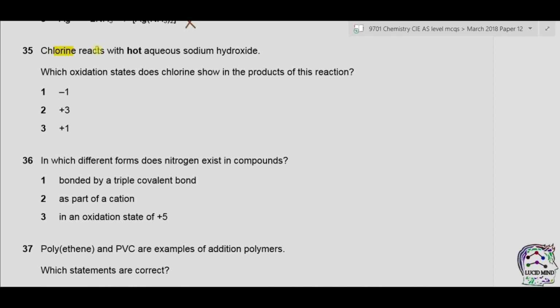Question 35. Chlorine reacts with hot, aqueous sodium hydroxide. Which oxidation state does chlorine show in the products of this reaction? The equation of this reaction is Cl2 plus hot sodium hydroxide. It forms sodium chloride, NaClO3 which is sodium chlorate, and H2O.